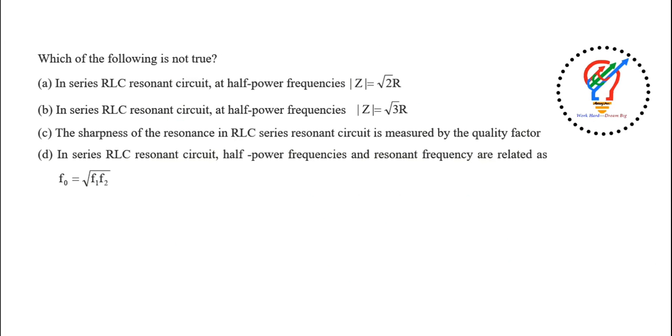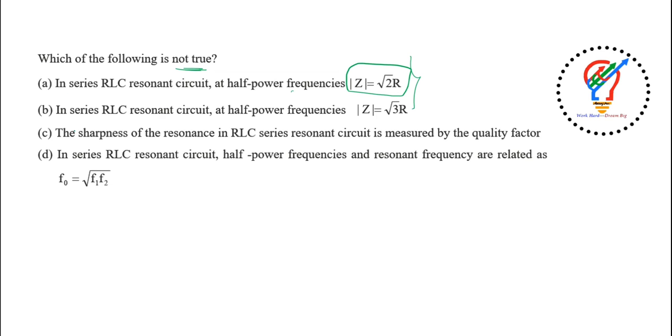We'll move to the next question here. Which of the following is not true here? In a series RLC circuit at half power frequencies, Z is equal to square root of 2 times that of R. In a series RLC resonant circuit at half power frequencies, Z is equal to square root of 3 times R. So here two statements are given. You need to find which one is wrong. If you are looking at these two options, the answer may be in these two options only.